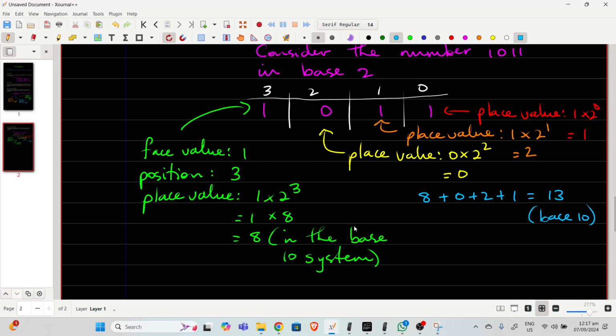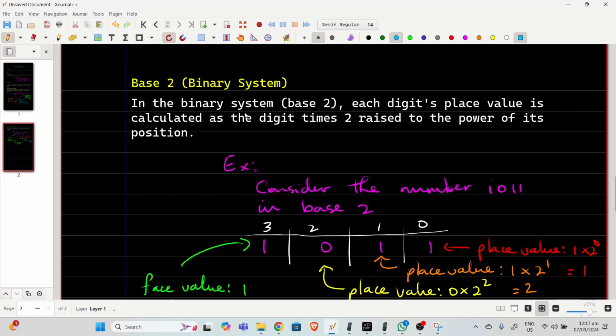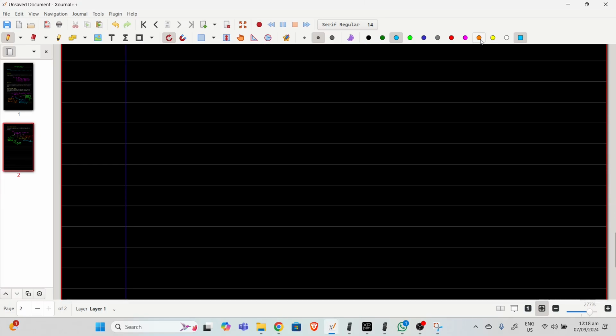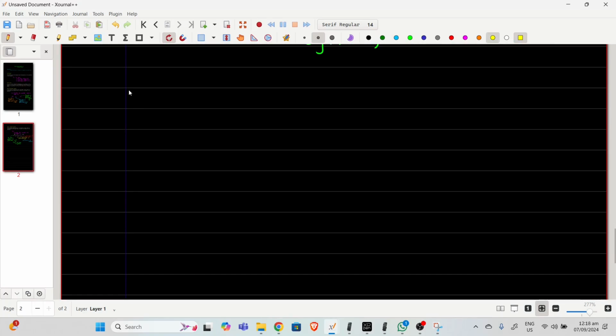Right? So now you see how you can take any number from any other system and simply convert it to base 10. So we're going to do the same thing for the base 4 number system. Again, exact same thing as before. You can make a guess about it if you wish. So base 4, or the quaternary system.